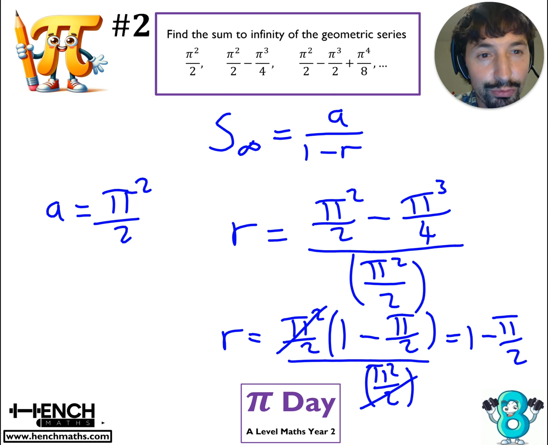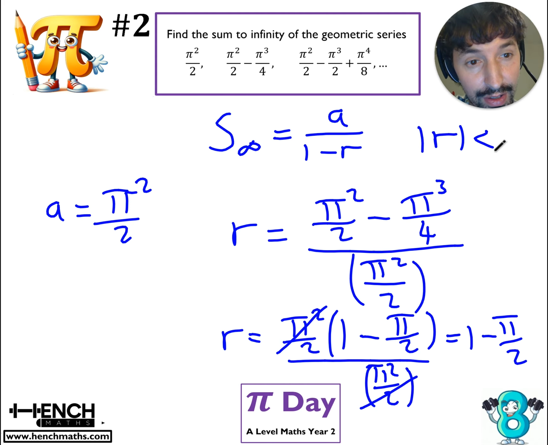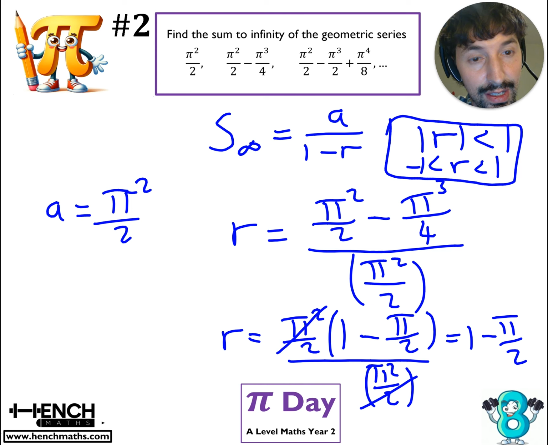Now we have this rule that the sequence will only have a sum to infinity if it converges, and that will only happen if the modulus of r is less than 1, or r is between 1 and negative 1. So this is the validity for when the sequence will converge, when we can have a sum to infinity. Pi is roughly 3, so 3 divided by 2 is about 1.5. So 1 subtract 1.5 is going to be about negative 0.5, negative 0.6. So it does work. This sequence will converge.